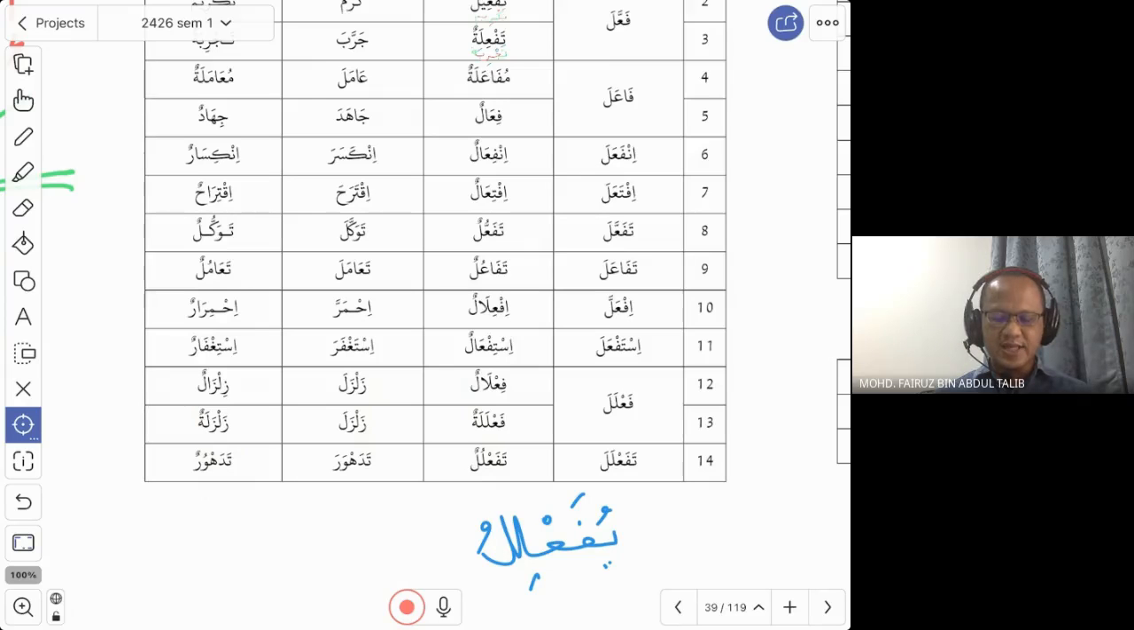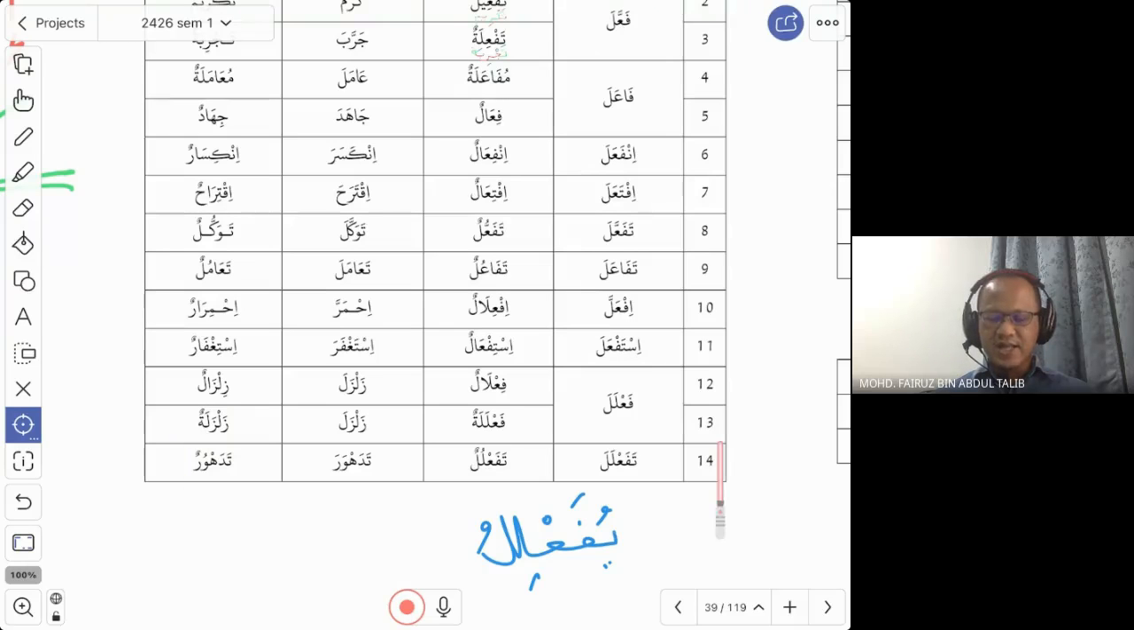The fi'il is zalzala, zalzala yuzalzilu. Another wazan is fa'lala, so it becomes zalzala. The meaning is similar to the word zilzal. In the surah, it is called zilzalaha, but the name of the surah is Surah Al-Zalzala. So they use both words. You can use both words, zilzal and also zalzala.